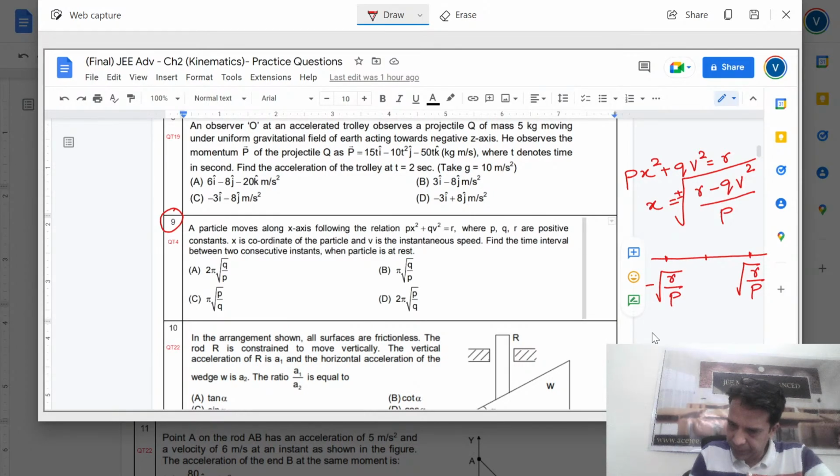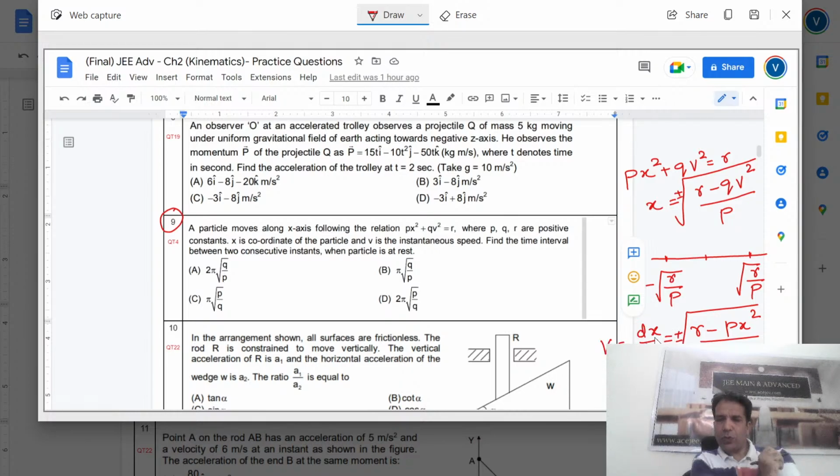Sir, we can have the expression of v as root of r minus px square upon q. Okay. We can write v as dx by dt, and then we can integrate. Okay. Now, quick question is, will you take this as plus or minus square root of r minus px square? What will you take there, beta?